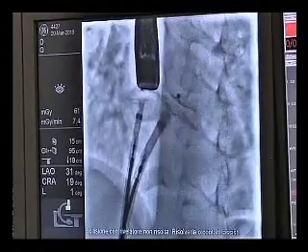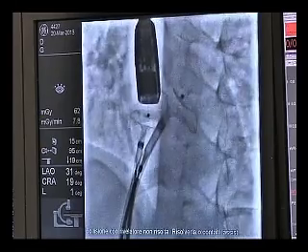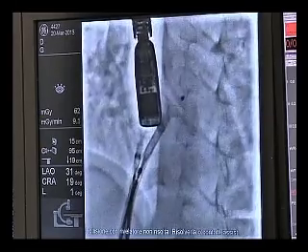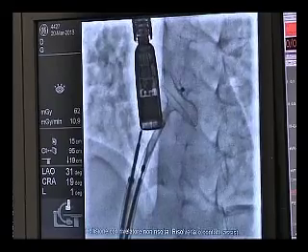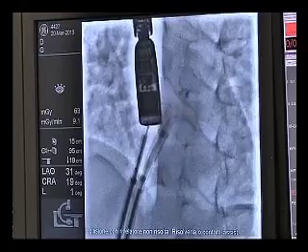Okay, we reopen the device and put it again inside the septum. Okay, it seems better positioned. 45.